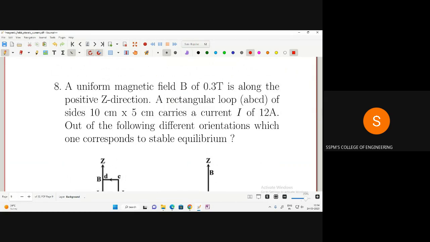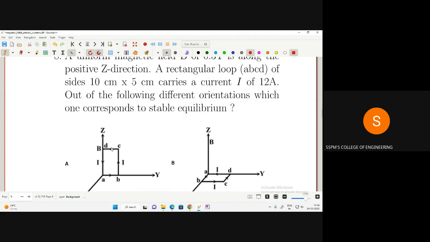A uniform magnetic field B of 0.3 T is along the z-axis, and the rectangular loop ABCD of 10 cm by 5 cm carries a current I of 12 ampere. Out of the following different orientations, which one corresponds to stable equilibrium?